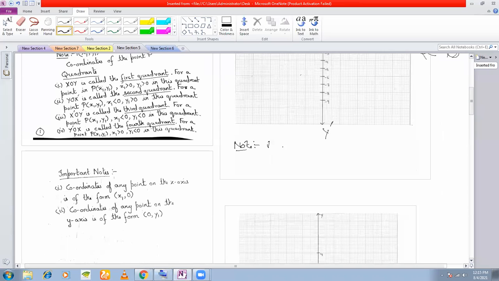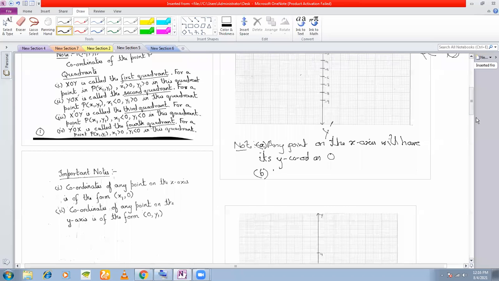Any point on the X axis will have its Y coordinate as 0. Okay. This is first note.